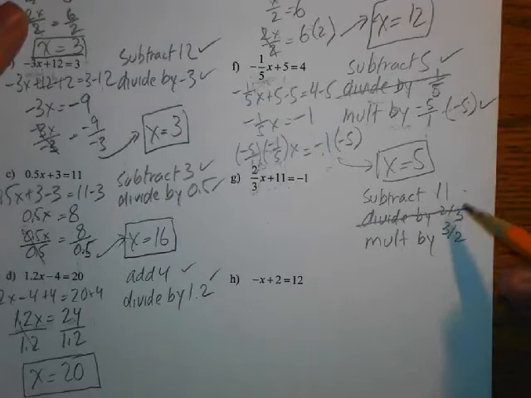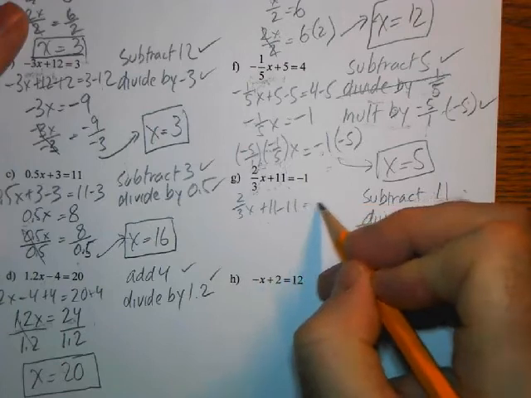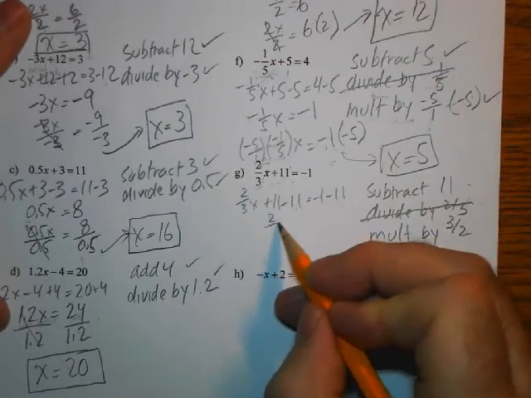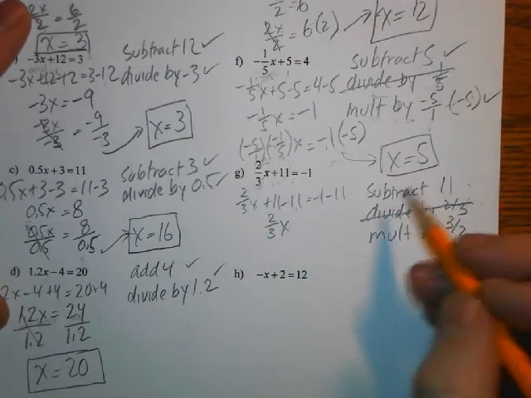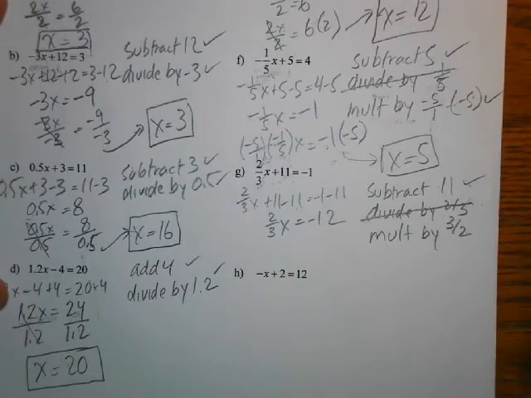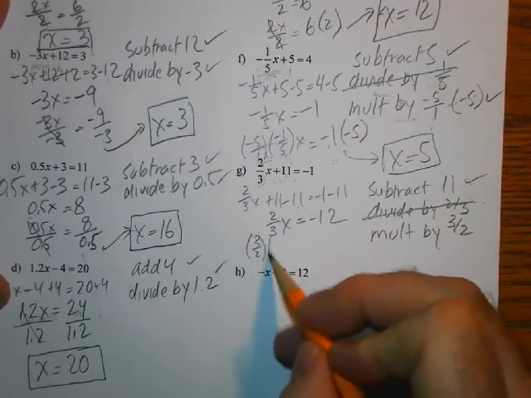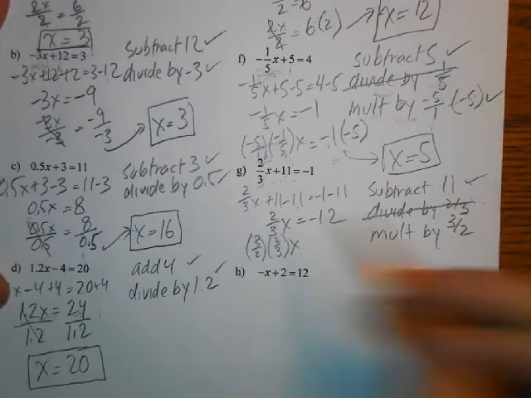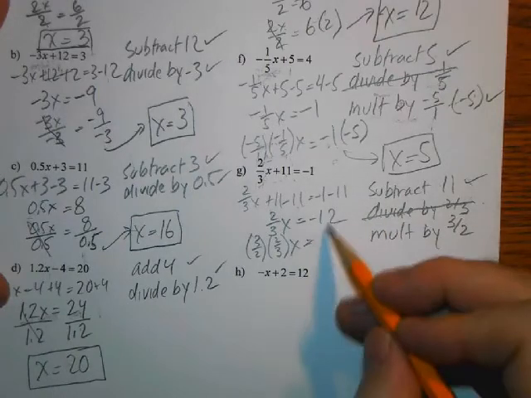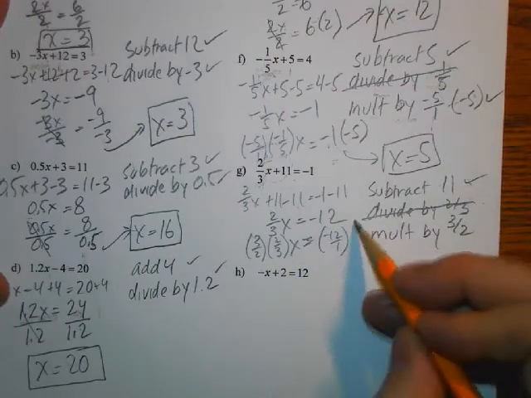First we subtract 11: 2/3 x plus 11 minus 11 equals negative 1 minus 11. The plus 11 minus 11 cancel, so I have 2/3 x. Negative 1 minus 11 is negative 12 over there. So I did the subtract 11, and now multiply by 3/2. Again, it'll be 3/2 times 2/3 times x equals, this time let's write the negative 12 as a fraction: negative 12 over 1 times 3/2.